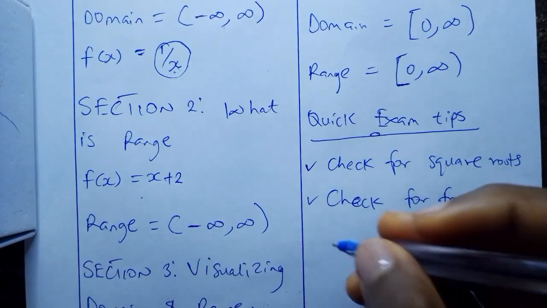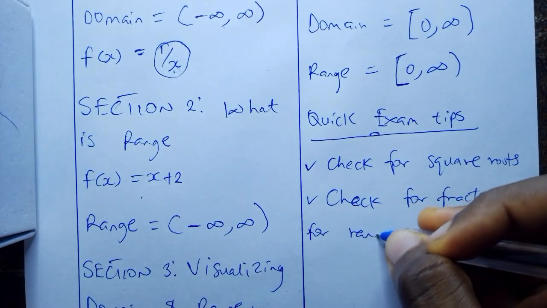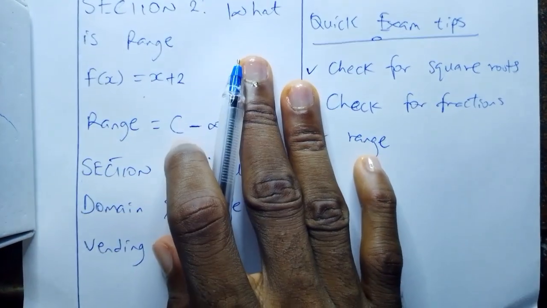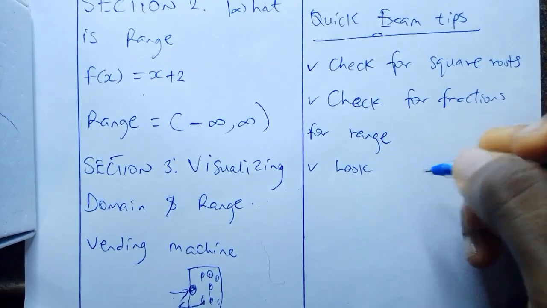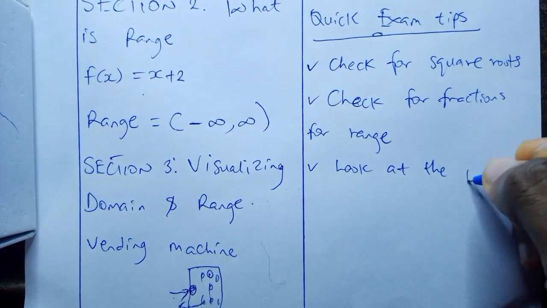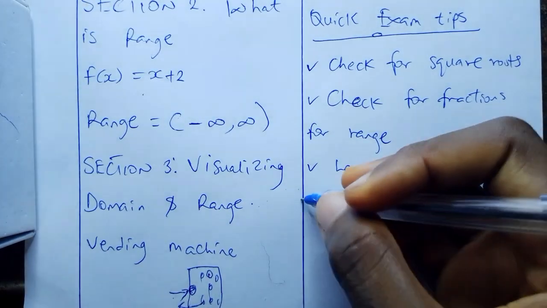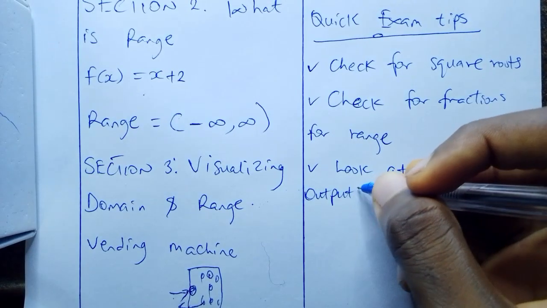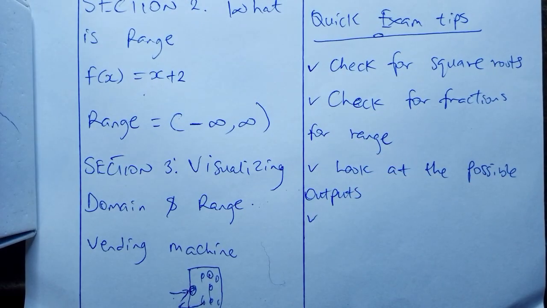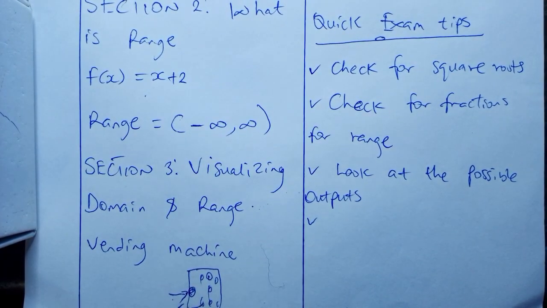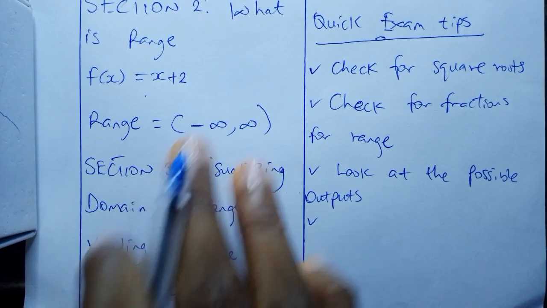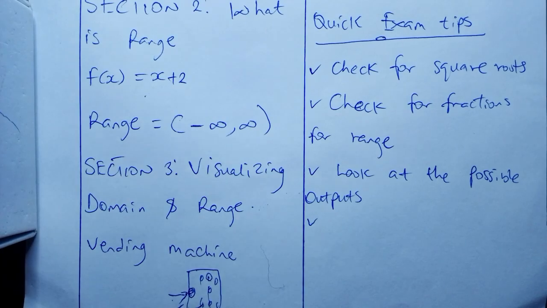Now for your range, look at the possible outputs. Use graphs or tables when necessary to make it easier for you, though I don't like using tables. You can use tables to bring out your possible outputs for your range. Then you identify maximum or minimum values. And that's how you find your domain and range.